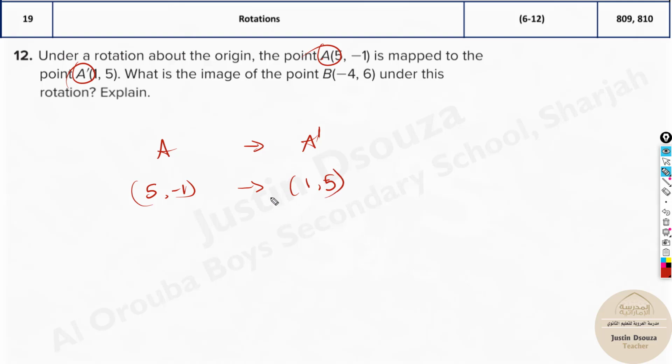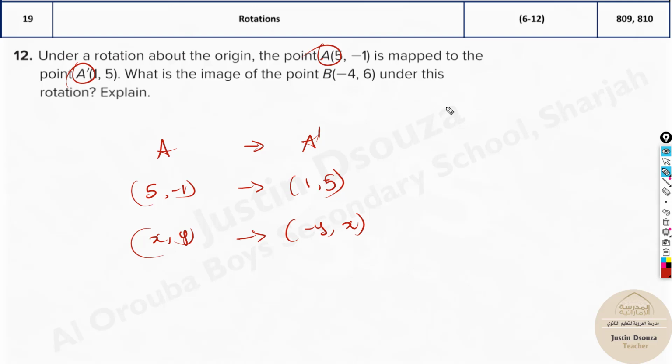Let's see the relationship between them. Here I can see x became y, and what happened is this x is over here, and y became minus y. So how much is this? This formula is for 90 degrees, right? So it is a 90-degree rotation.